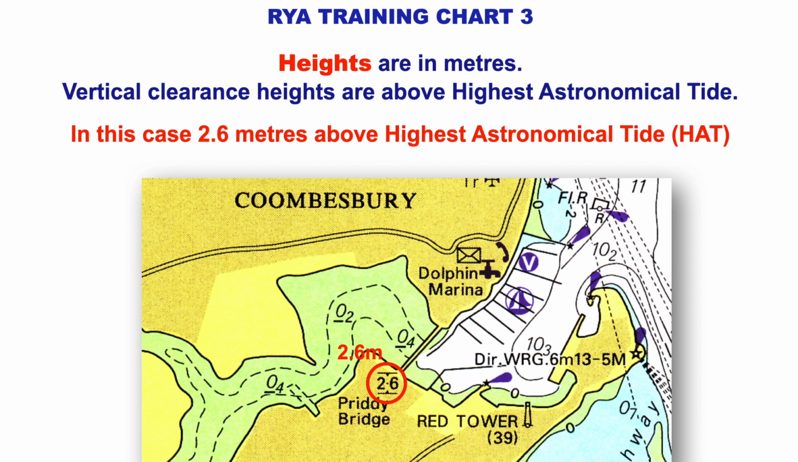So bridges are to the highest astronomical tide. It's the worst case scenario of the clearance under the bridge, and depth at a very low tide. So there's always going to be more water than it says on the chart, unless it's below chart datum, which is really unusual. I say about twice a year.